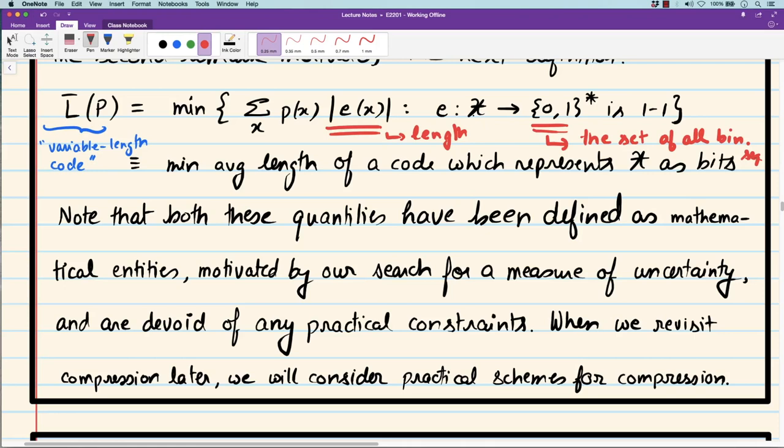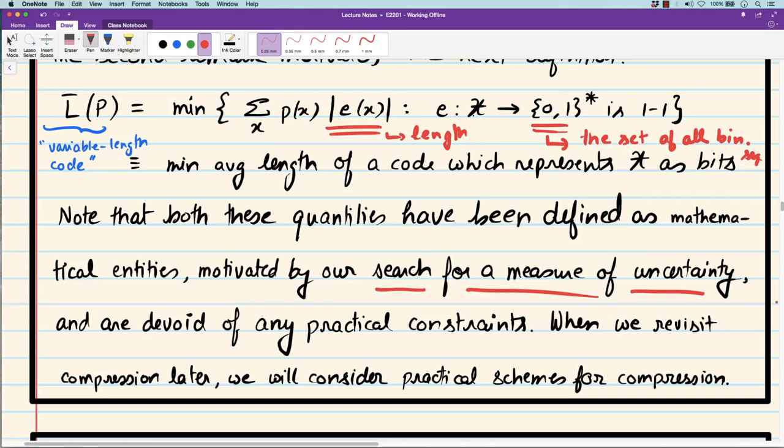So these quantities have been defined mathematically, and they have been motivated by a search for a measure of uncertainty. We are looking for a measure of uncertainty. That's why we have defined these two quantities, and we don't put any practical constraints. We don't say that this encoder E has to be computationally light, nothing like that, because right now our goal is not to come up with a compression scheme. Our goal is to come up with a measure of uncertainty.